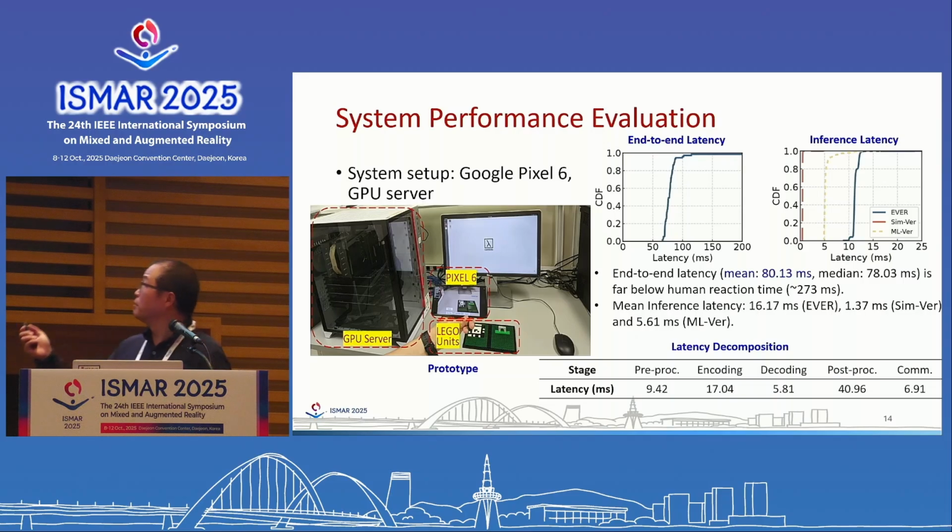Obviously, the cost is that we require a little bit higher inference time, but the end-to-end latency is still far less than human reaction time, because it guides our human operation. As long as it is far less than human reaction time, you don't even notice.